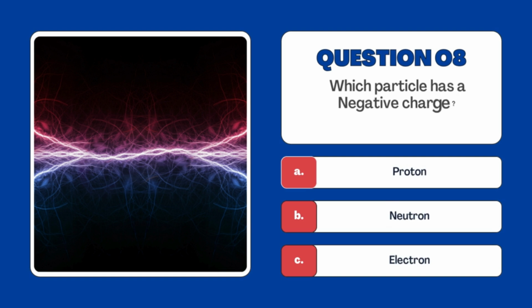Question 8. Which particle has a negative charge? A. Proton. B. Neutron. C. Electron.